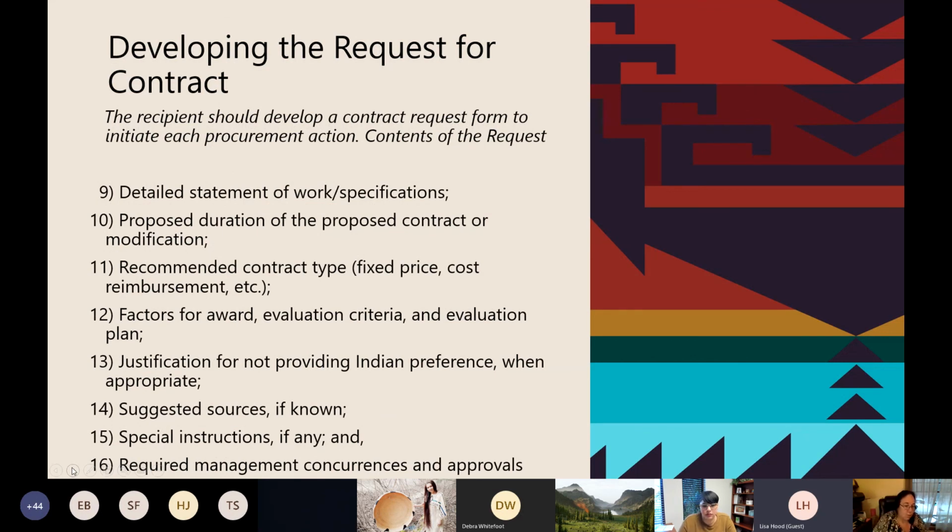Your detailed statement of work, your SOW, and your specifications, your proposed duration of that contract or modification, recommended contract type, whether it's going to be fixed price or cost reimbursement, factors for that award, evaluation criteria, evaluation plan, justification for not providing Indian preference when appropriate, suggested sources if known, special instructions if any, required management concurrences, and approval.